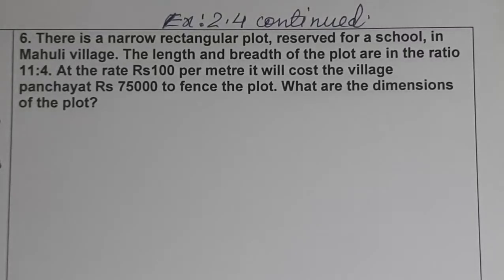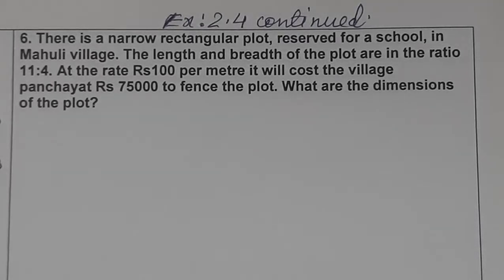So children, in the last class we have seen exercise 2.4 question number 1 to 5, we have solved how we have converted word problem to equation form. So let us continue exercise 2.4 starting from question number 6, till 5th we have done in earlier class. So now let's do the question number 6.